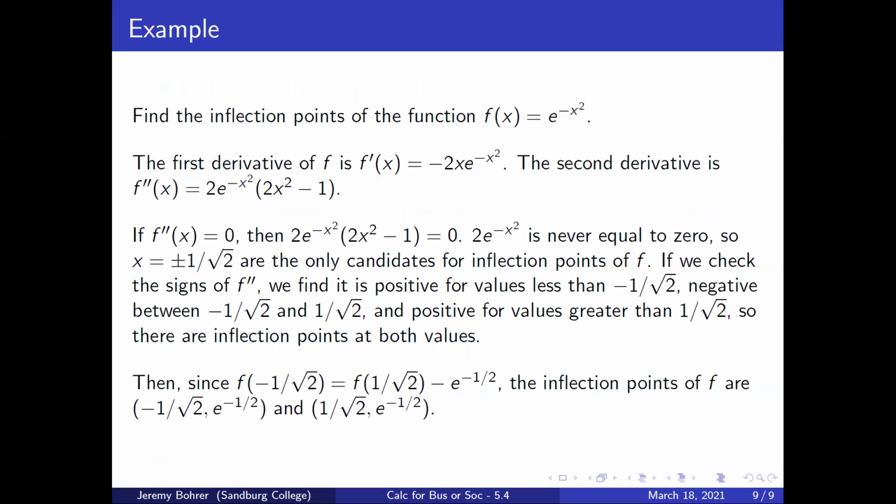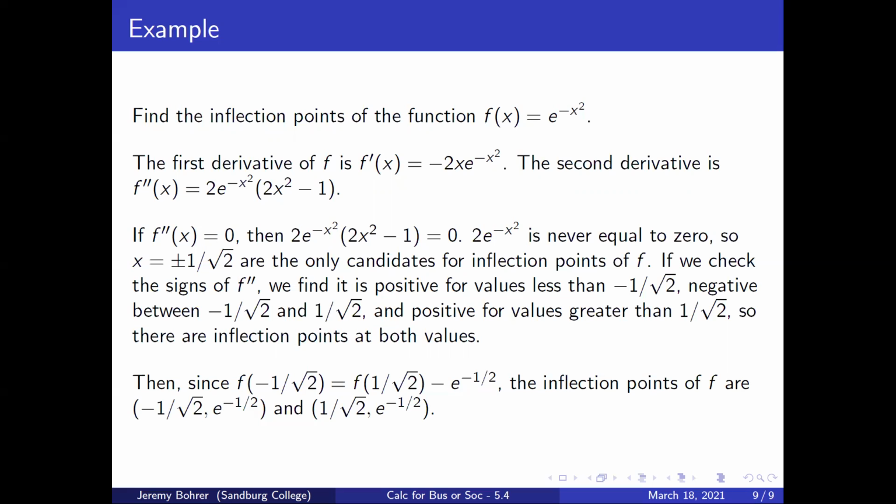Find the inflection points of the function f of x equals e to the negative x squared. The first derivative of f is f prime of x equals negative 2x e to the negative x squared. The second derivative is f double prime of x equals 2e to the negative x squared times (2x squared minus 1). If f double prime of x equals 0, then 2e to the negative x squared times (2x squared minus 1) equals 0.